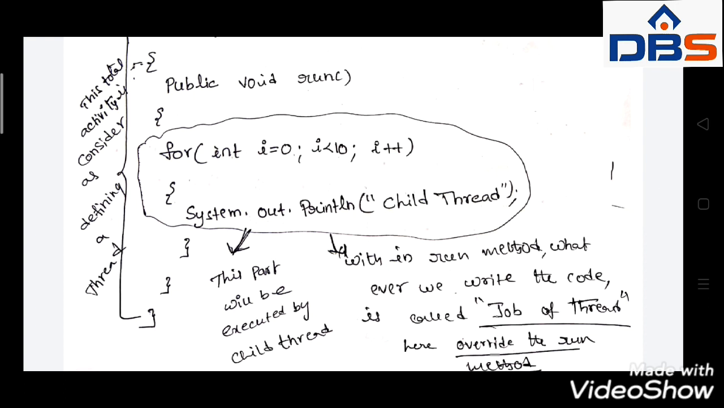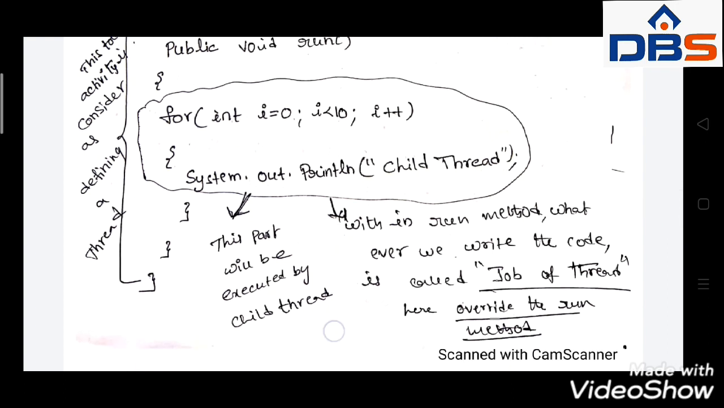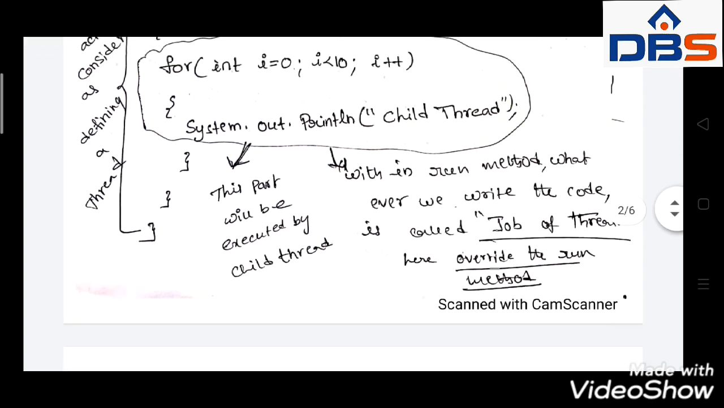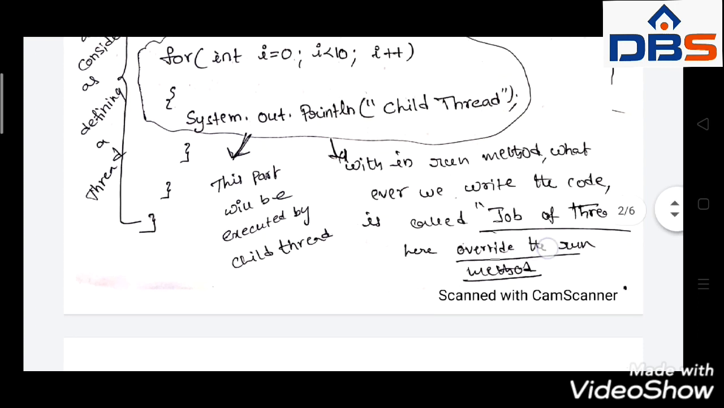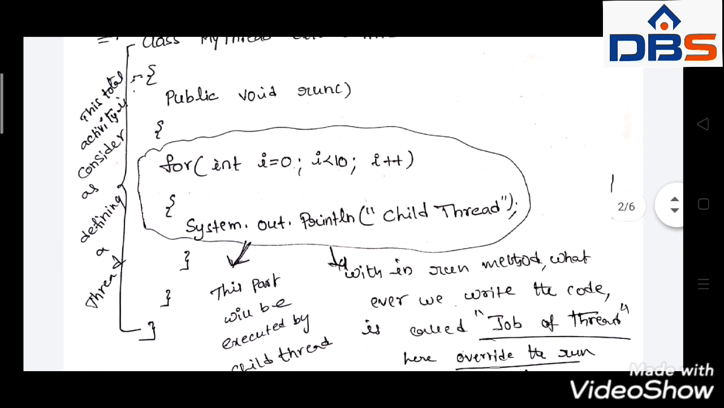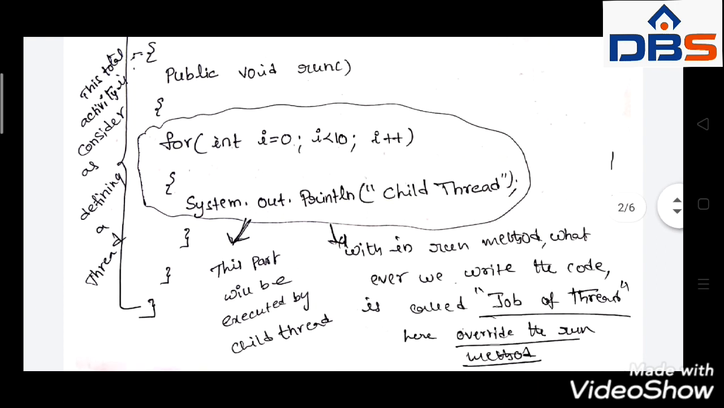So this part is going to be executed by the child thread. Then we need to create a child thread. Here, whatever code we write in the run method is called the job of the thread. Here we override the run method. This entire thing is called the job of the thread. We are going to execute something here.